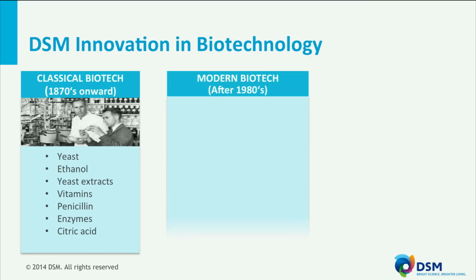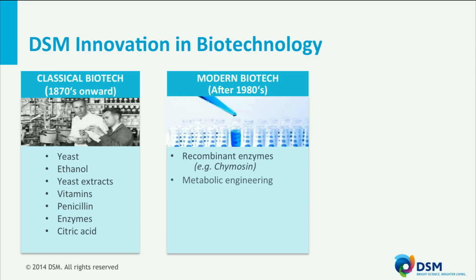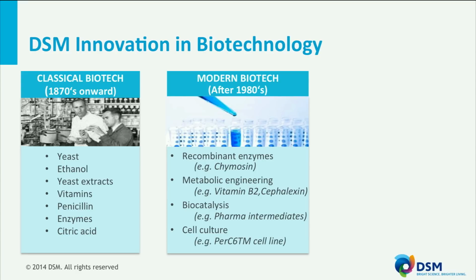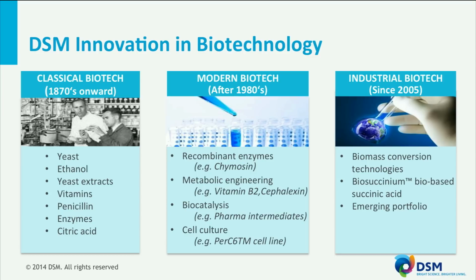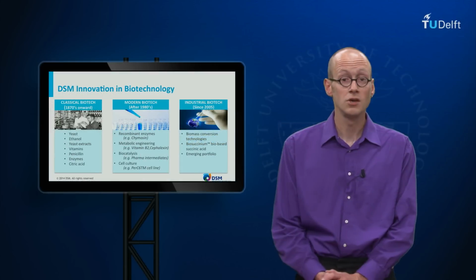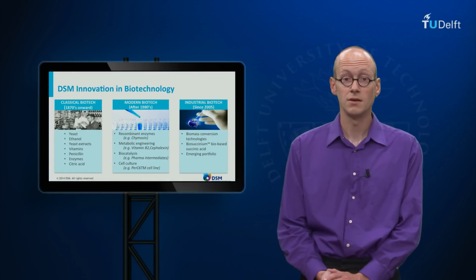The genetic tools developed since the 80s enabled us to use these for the development of our own products such as antibiotics, vitamins, etc. In the last decade, since 2005, DSM initiated a large program in the field of industrial biotech related to the use of renewable feedstocks for the production of fuels and chemicals. Succinic acid is an example of that.